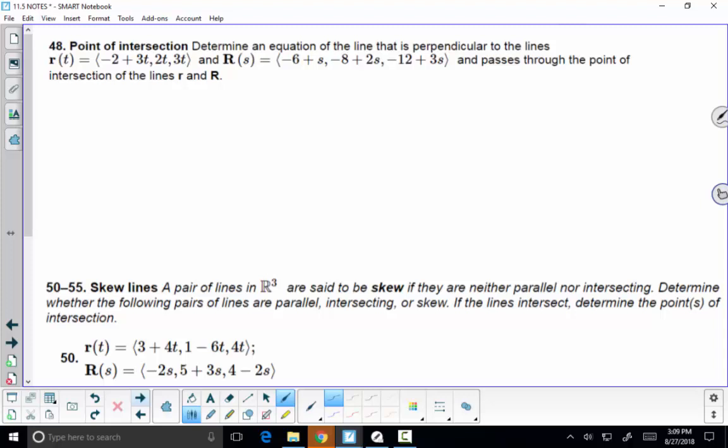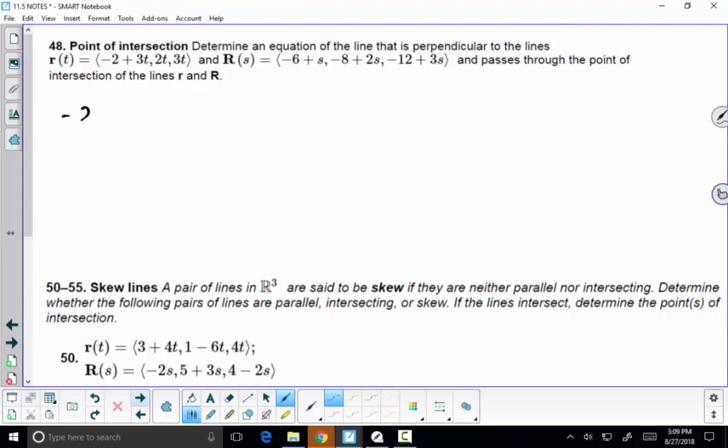Cross product. So we're going to use the cross product to get the direction of the new line. And we're going to use a system of equations to figure out where those two meet. We've got to use some sort of system to find out where two objects intersect. So let's figure out where they intersect first. We're going to set the x component equal to the x component kind of thing.